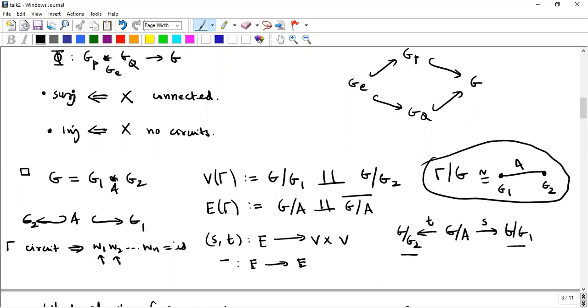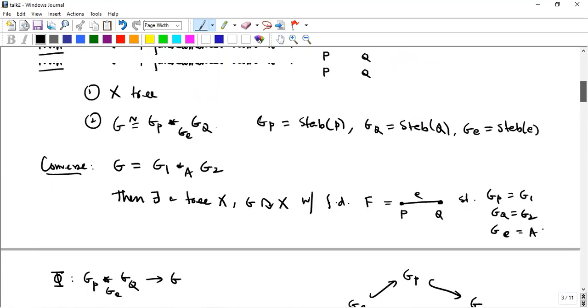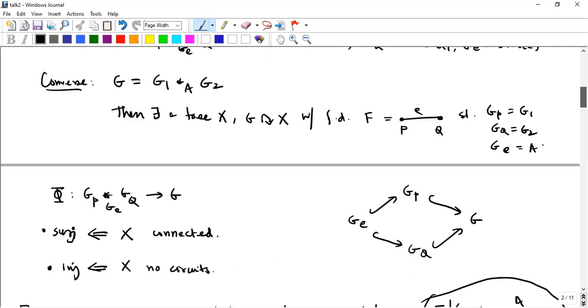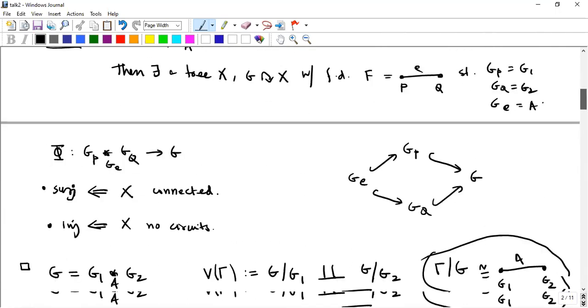All right, so I hope this construction is clear. There's a one-to-one correspondence between groups acting without inversions on a graph with fundamental domain this. And what this really means is that it's a bipartite graph, and groups which are amalgamated products. That's the gist of it all.